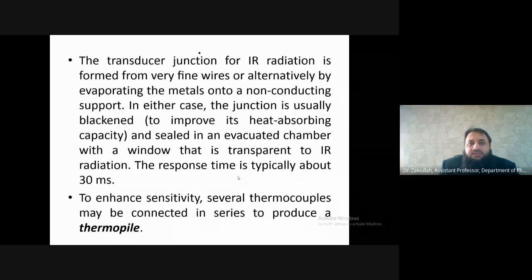The transducer junctions for IR radiation are formed either from very fine wires or by evaporating the metals onto a non-conducting support. In either case, the junction is usually blackened to improve its heat absorbing capacity, and sealed in an evacuated chamber with a window that is transparent to IR radiation. The response time is typically about 30 milliseconds. And to enhance sensitivity, several thermocouples may be connected in series to produce a thermopile.